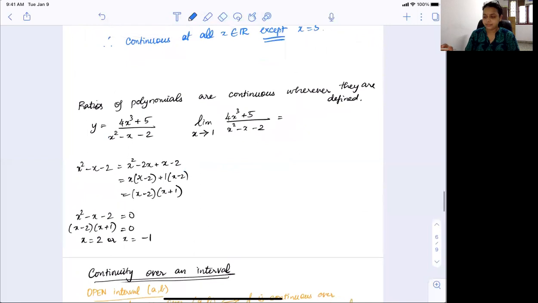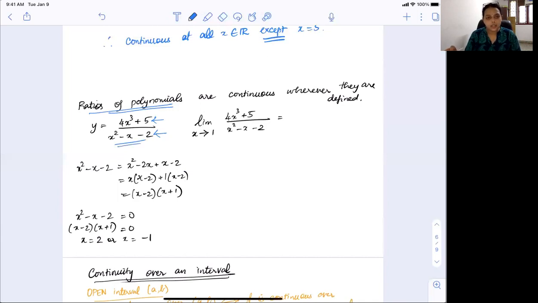Another example. Polynomials are by default continuous at every point in their domain. And this also applies to ratios of polynomials. So here I have a cubic function, and in the denominator I have a quadratic function. And by default, they are continuous wherever they are defined or at every point in their domain. So we don't have to worry much about the numerator because it's defined at all values of x. Whereas we have to worry about the value of the denominator.